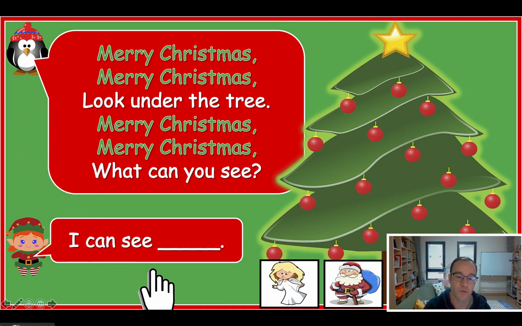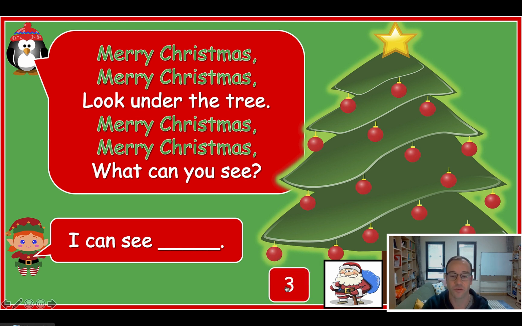So same thing with the chant, except this time you can go team by team. So after they say the chant once, go to the first team, and one of the students can choose one of the previously learned vocabulary words. Let's say they choose gift. Okay, they can get 4 points. And go to the next team. Everyone says, Merry Christmas, look under the tree. Merry Christmas, what can you see? The next team chooses an angel. They get 3 points, and so on.